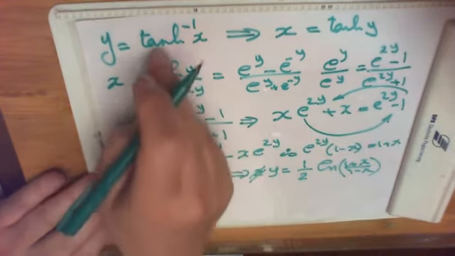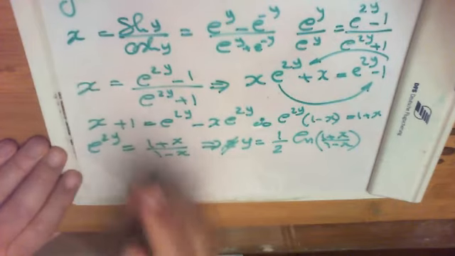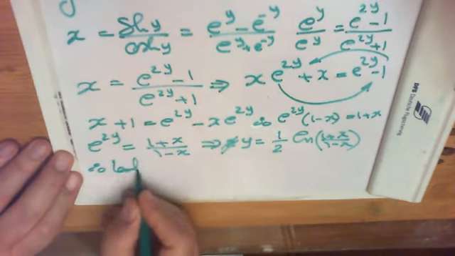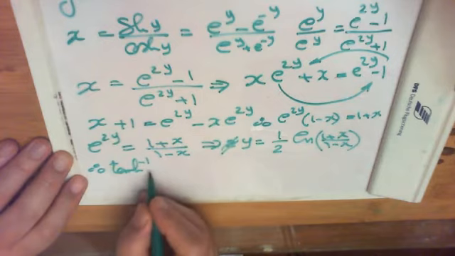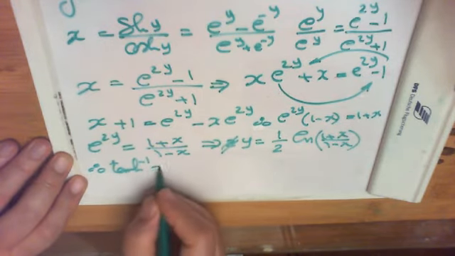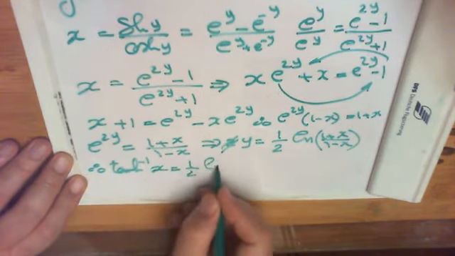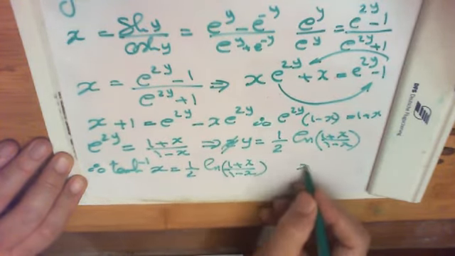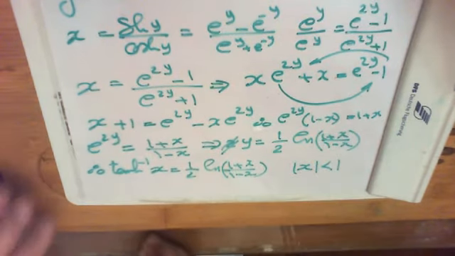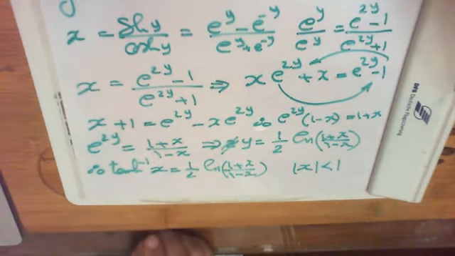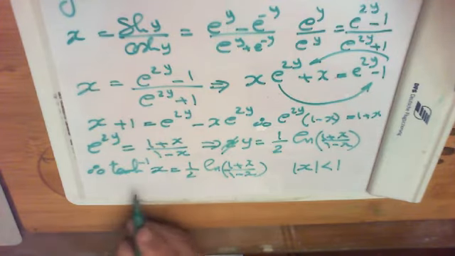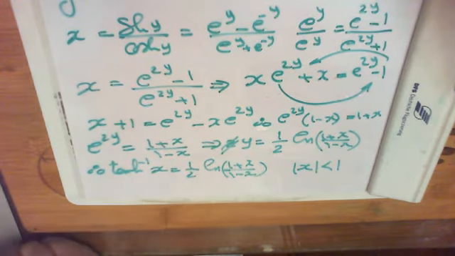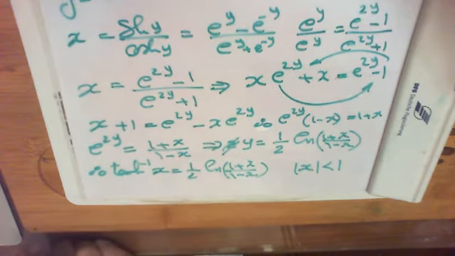But y is tangent minus 1. Therefore, tangent minus 1 of x equals half ln of (1 plus x) divided by (1 minus x). Don't forget modulus x less than 1, as we discussed at the beginning of our lecture. If you remember, I drew the curve of tangent minus 1 and showed you the domain between minus 1 and 1. This is tangent minus 1.